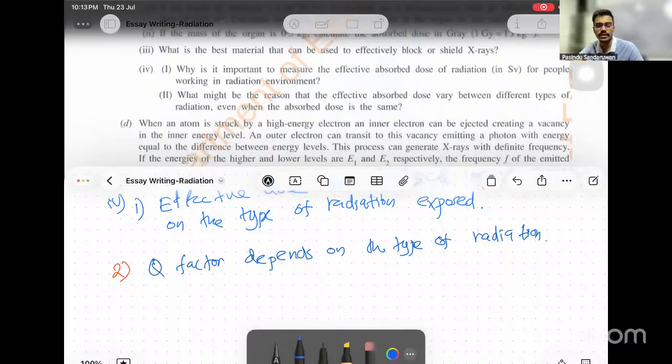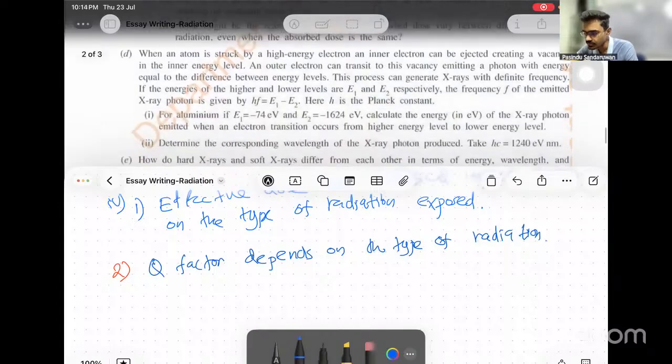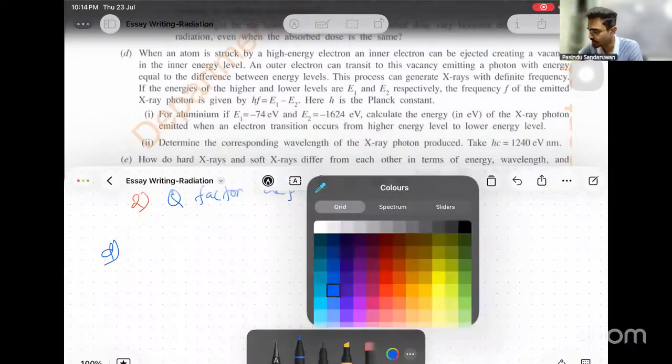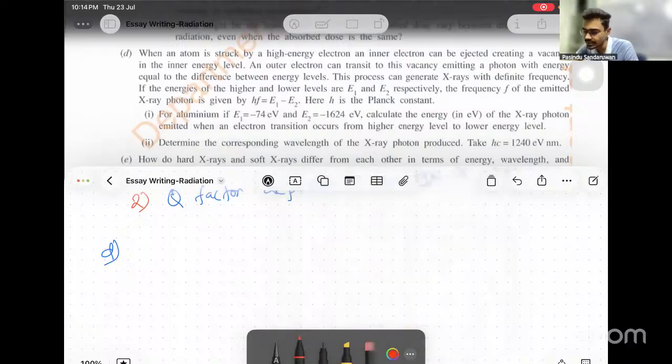Exposing to another type of radioactive element is different from exposing to cosmic, right? So likewise, it's different. Part D. Now, this question is a little bit lengthier compared to the previous one we did.